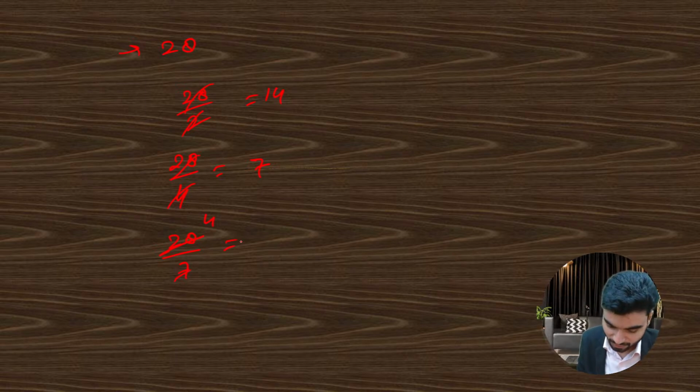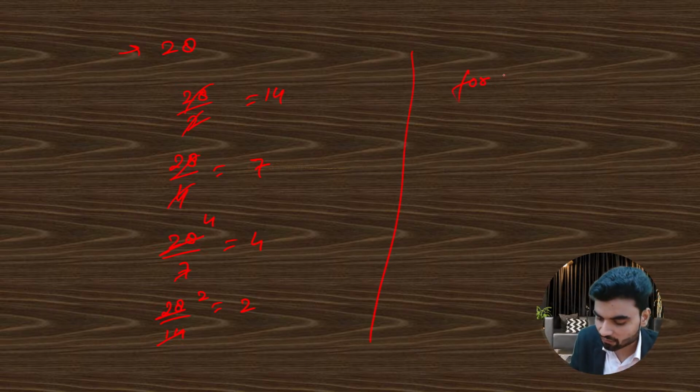Now, again, we can say we can divide it by 14. So now here this will become 2. Yes or no? So what we can assume is that we can run a loop from 1 to n, and we can keep dividing. We can check if a particular number divides it.